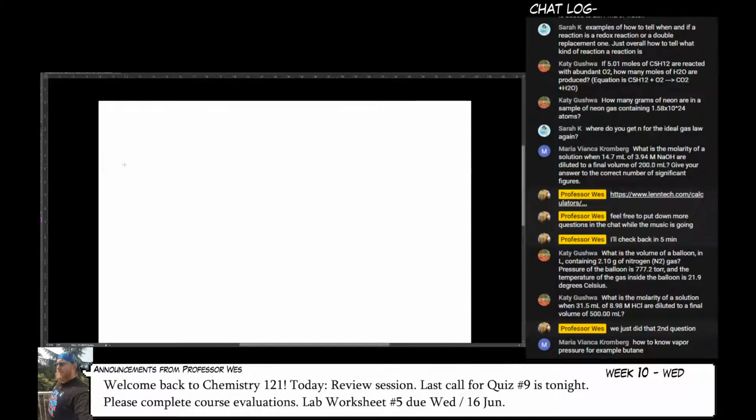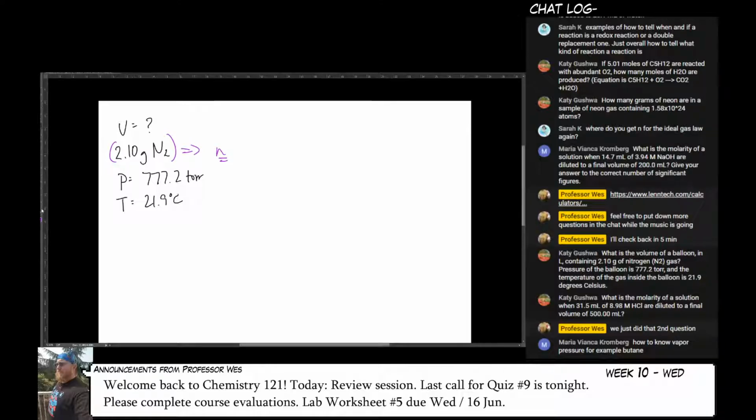Okay, so what is the volume of a balloon in liters? A balloon containing 2.10 grams of nitrogen gas, and the pressure is 777.2 torr, and the temperature is 21.9 degrees Celsius. Now, this could eventually become a number of moles.